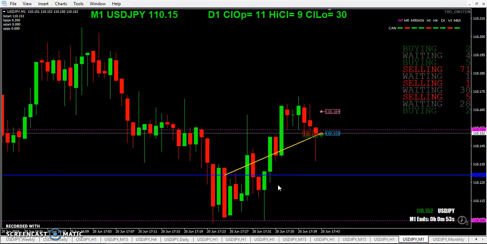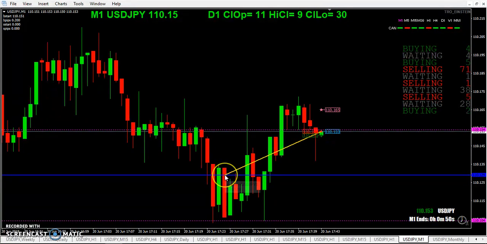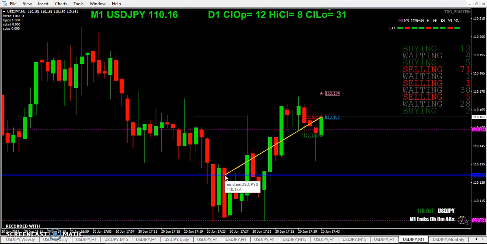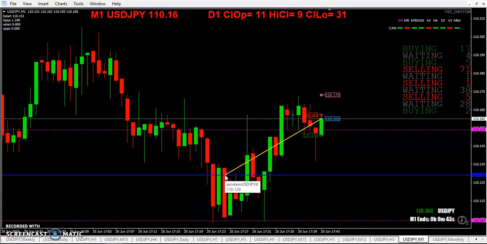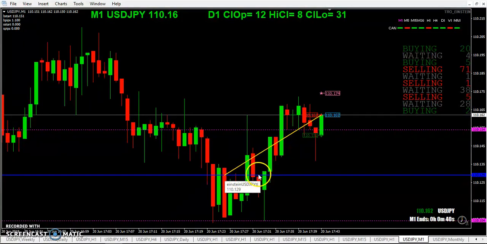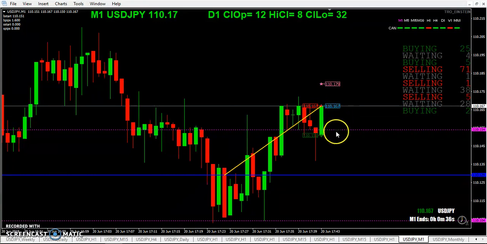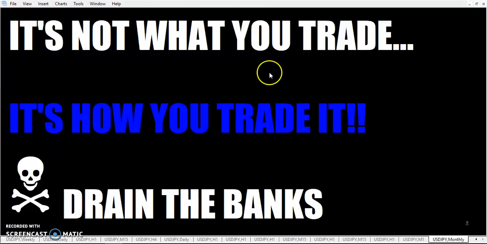Einstein lines. This is when I turned the computer on. I actually had the computer on before, but I had to switch to my video profile. So you can see here what happened relative to the line, once again using buying and selling. So, fellow traders, that's price action. Remember, it's not what you trade, it's how you trade it. It's time to drain the banks.